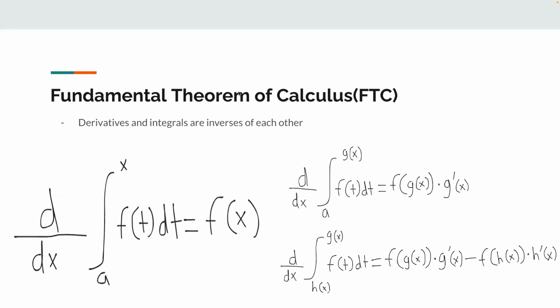Okay, now I'm going to go into the fundamental theorem of calculus, the FTC. Essentially, it's just that derivatives and integrals are inverses of each other. They cancel each other out. If you take the derivative of an integral of a function, you'll just get that function, as you can see from what I wrote here.